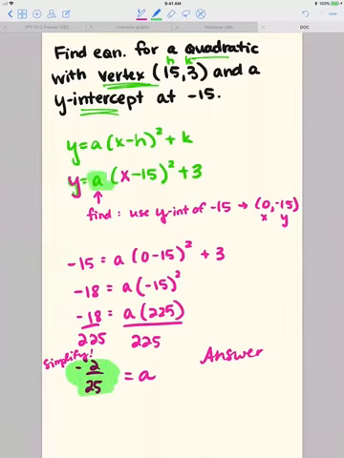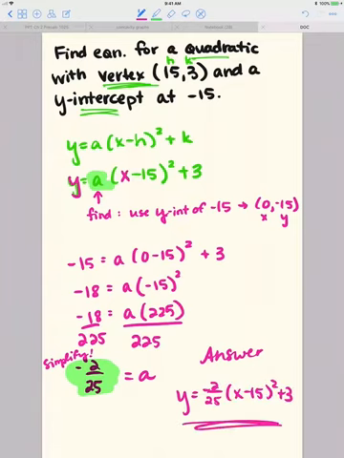We found that guy. So our final answer is y equals negative 2 over 25 times (x minus 15) quantity squared plus 3. Vertex form with the given vertex that passes with a y-intercept of negative 15. And that is a negative there. I don't know that you can see that too good. Negative. Okay.